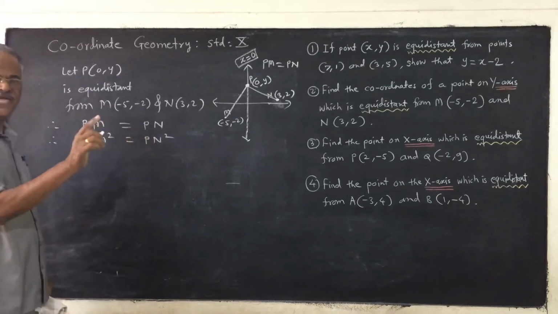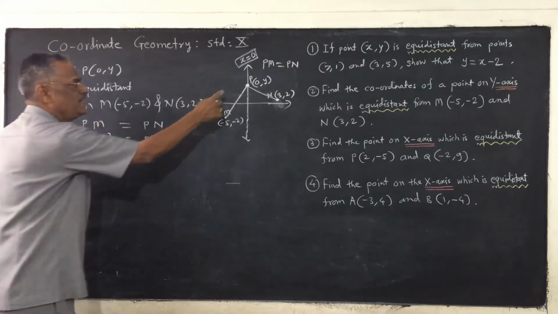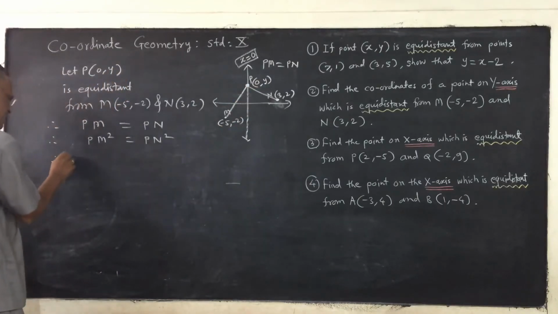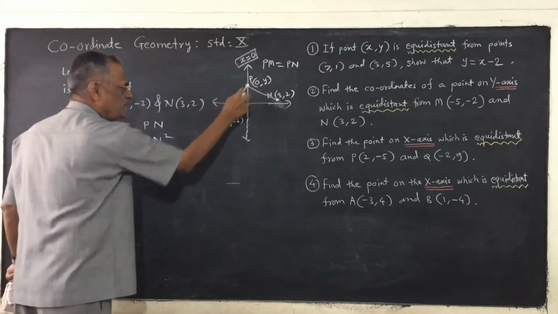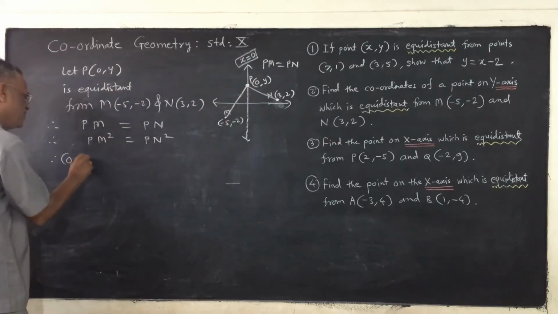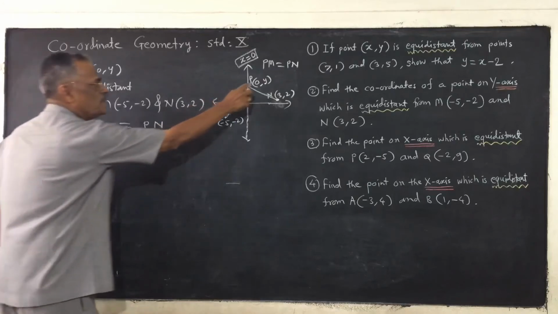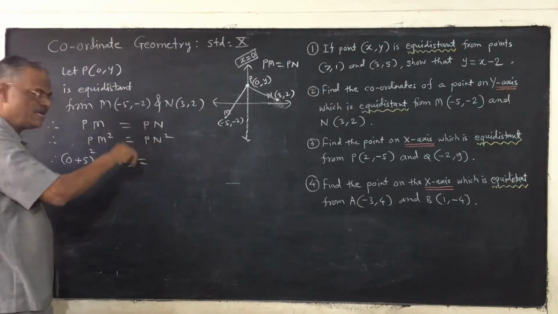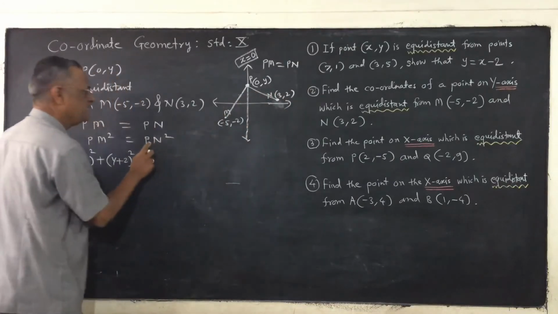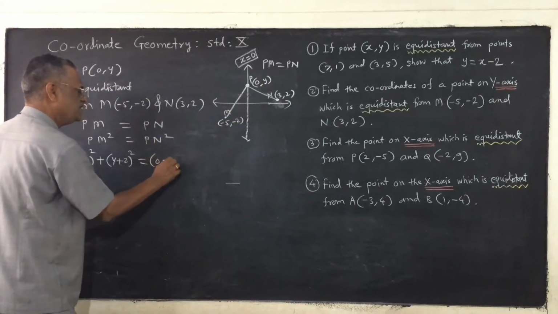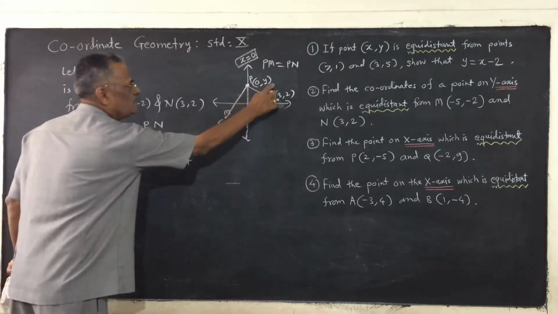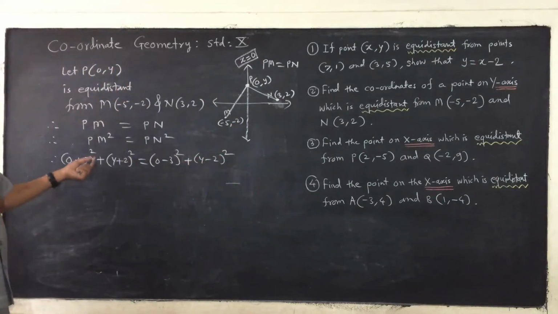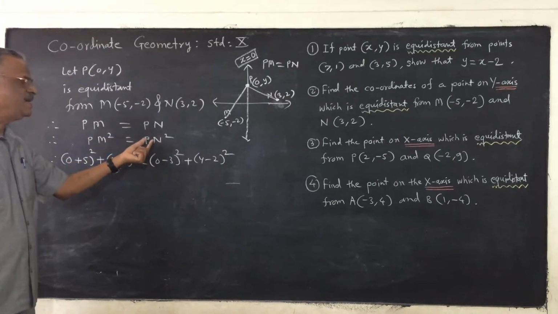So PM square is equal to PN square. And what is that? 0 minus 5, so it will become positive, plus y minus 2, and y minus 2 will become plus 2. And to the right hand side, 0 minus 3 bracket square plus y minus 2 bracket square.